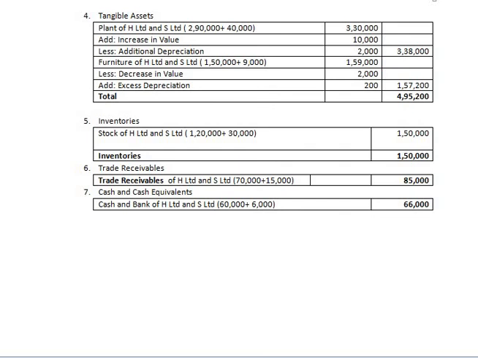Then you add the increase in the value of plant due to the valuation of plant of the subsidiary company, so that is 10,000. Then you have to less additional depreciation, that is the depreciation on the increase in value, for rupees 2,000. So the value of plant will be 3,80,000.